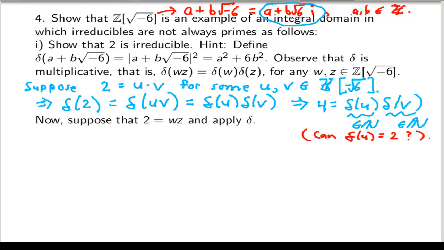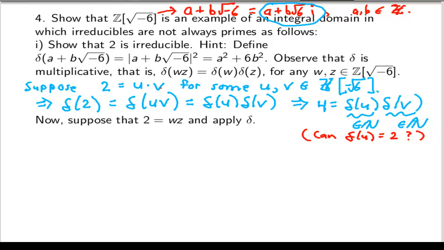And then if delta of u is 1, what does that tell you about the object? So we're trying to conclude, what's the goal? We're trying to conclude that either u or v must be a unit. That would tell us that 2 is irreducible, if the only way to break it up requires that one of these two objects be a unit. Okay, so you play with it like that.